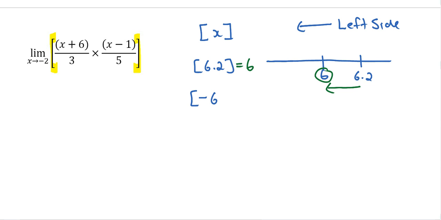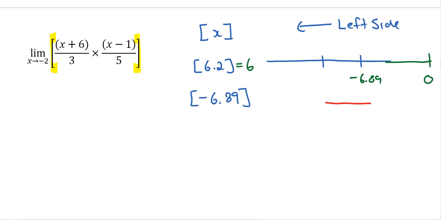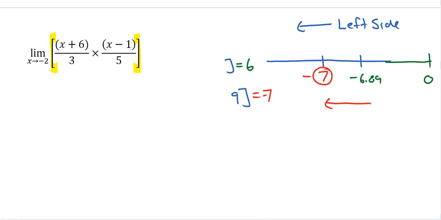So if you have negative 6.89, I'm just going to modify my number line here. Let's just say this is negative 6.89, and let's just say that 0 is somewhere over there on the right hand side. Well, the general rule is you always go to the left hand side regardless if you're positive or negative, and the nearest integer to the left hand side would simply be 7. So this is simply going to be negative 7. Okay, so hopefully that will help you with the greatest integer function problems. All right, so let me just erase all this.